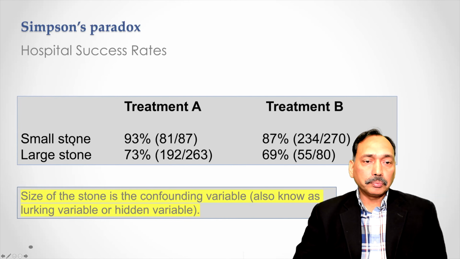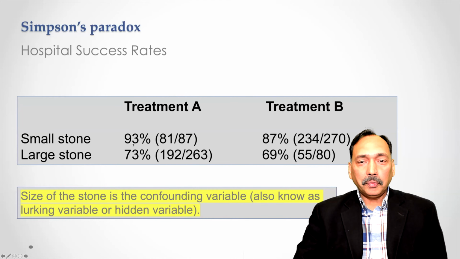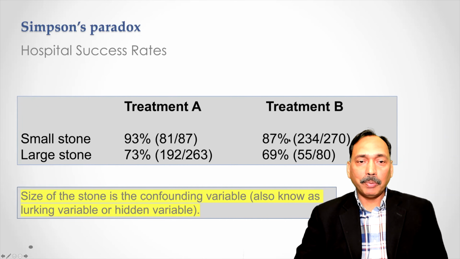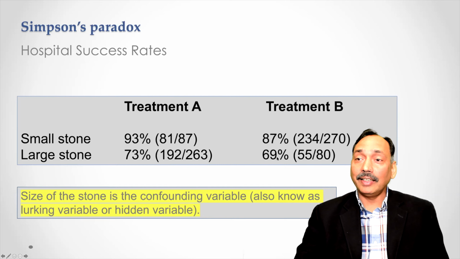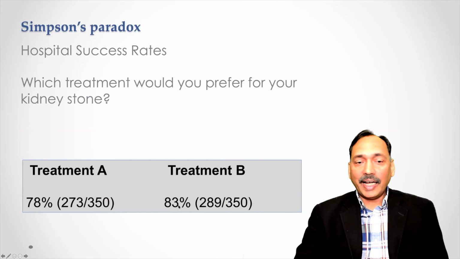so small stone, treatment B actually has a much bigger sample, 270 versus only 87, and vice versa for treatment A. And for large stone, you have 263 versus only 80 for treatment B. And when you calculate the percentage, it becomes even more skewed. So 93% versus 87%, treatment A wins; 73% versus 69%, still treatment A wins. But overall, you had a higher percentage for treatment B.